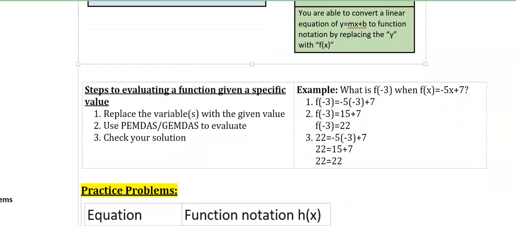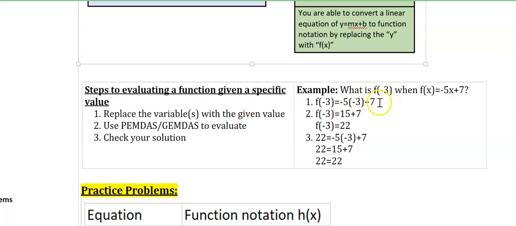So, like it says here, steps to evaluating a function given a specific value. And here is my example. What is f of -3 when f of x is equal to -5x plus 7? So my first step is to replace the variables with the given value. So I replaced -3 in for x.